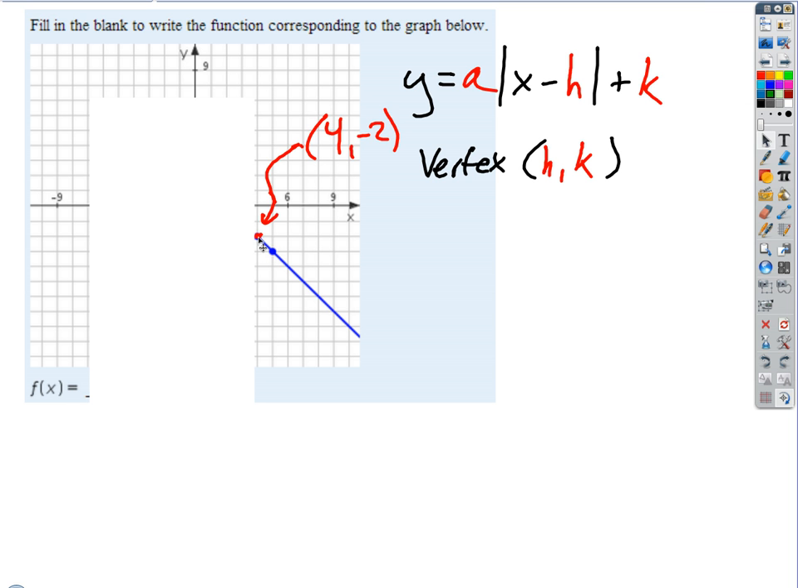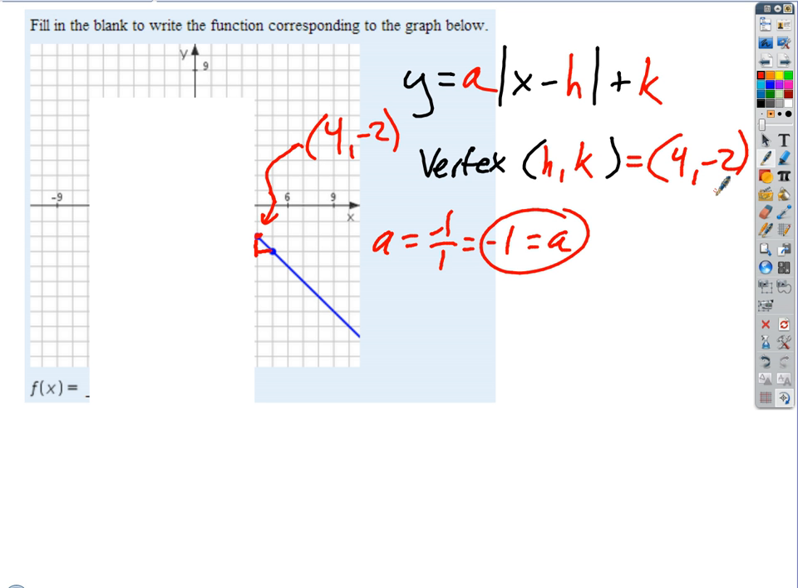So this ant is going to start there. He's going to go down. He's going to go down 1 and over 1. So what's our slope of the right side? -1. a is just -1 over 1, which is -1. A lot of negatives. Okay, so if I know that a is -1 and h, k is 4, -2, all I have to do is plug that stuff in and I'm done.